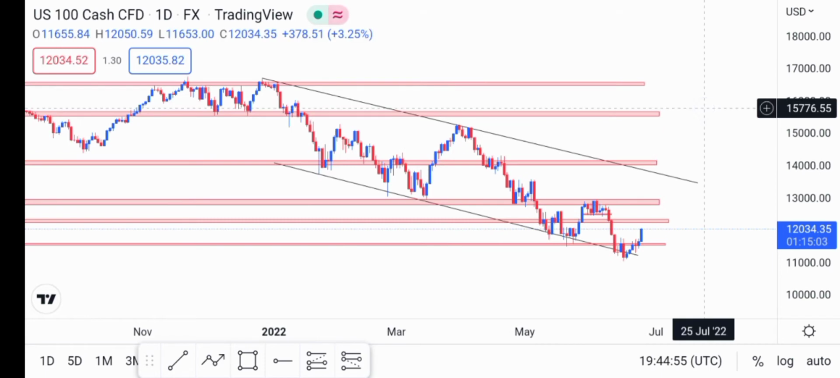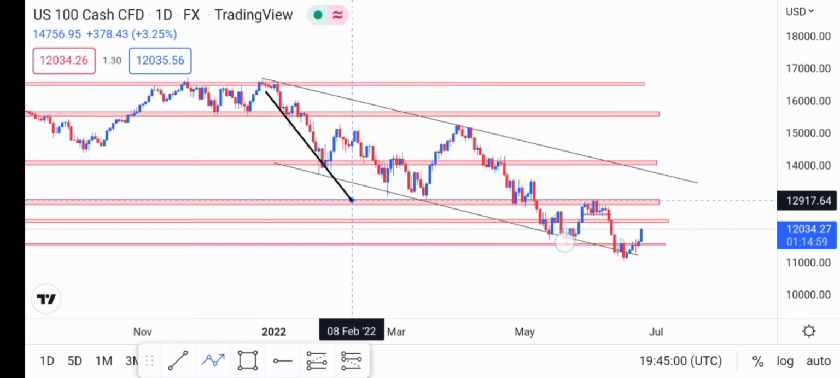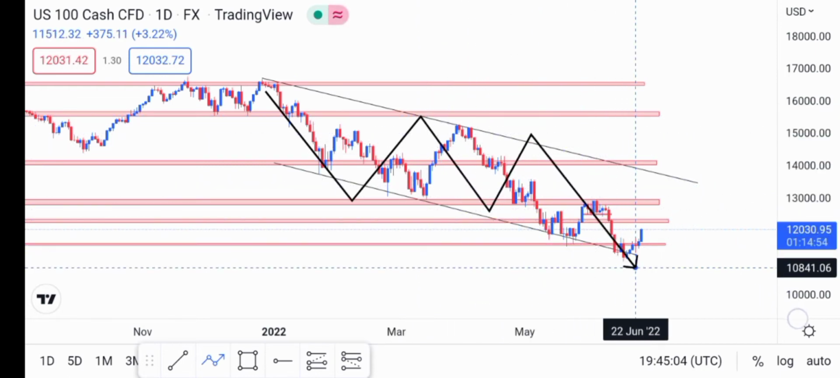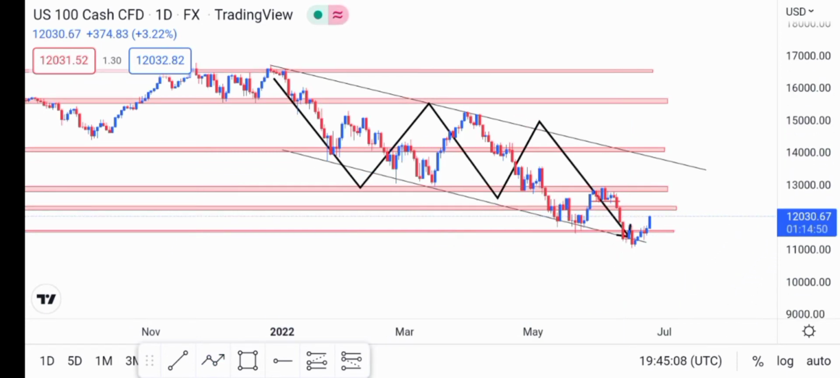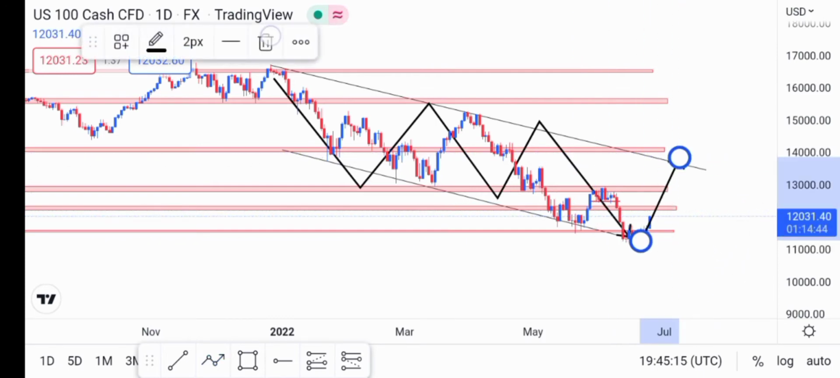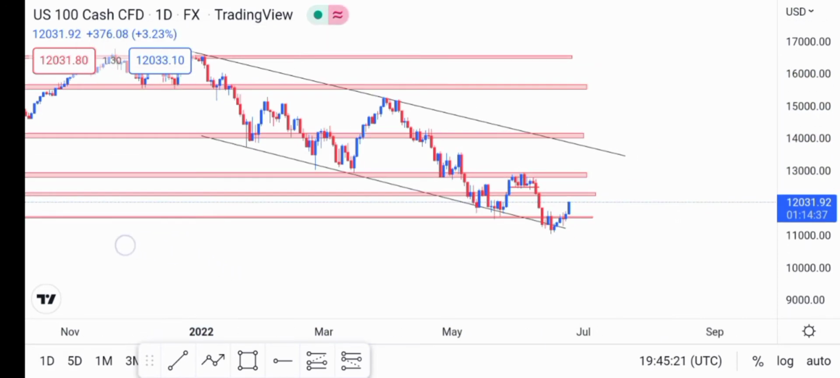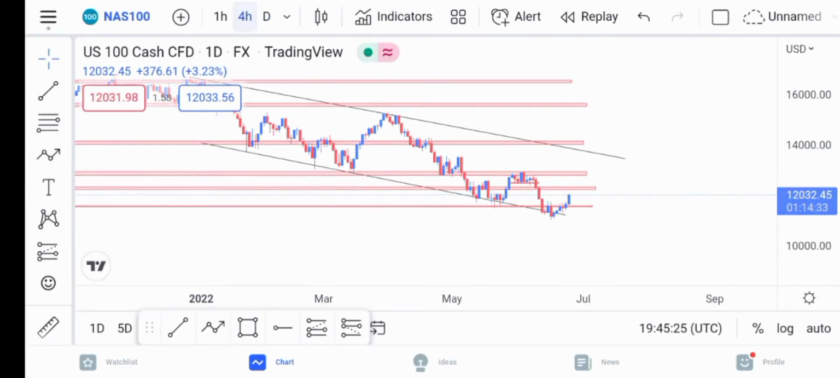As you can see, NAS100 has been playing around this area for a very long time. So right now we are anticipating a movement from this point over here up until right over here. So what should we expect over here? On a daily time frame, this is what we have. Let us move to the 4-hour time frame to see what's really going on.